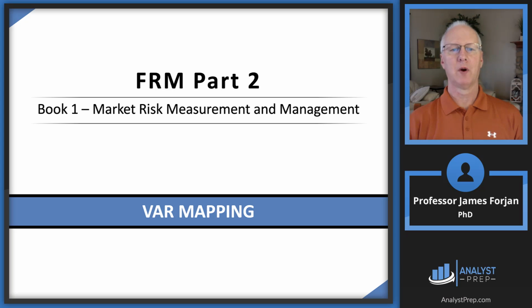This is FRM Part 2, Book 1, Market Risk Measurement and Management, and the chapter on Value at Risk Mapping. Just a quick reminder, we spent some good time in the last couple of chapters taking a look at what's going on in that left tail, right? How do we figure out what's going on in that left tail? Now we're going to try to identify some risk factors so that we can map that ultimate value at risk estimate that we derive from all the different ways that we can consider value at risk.